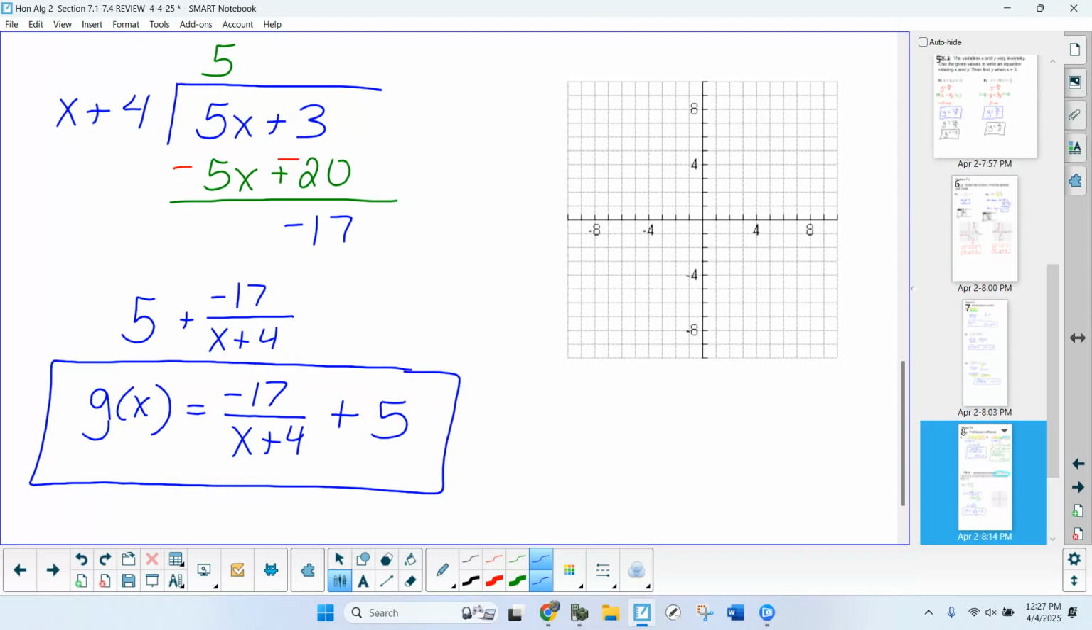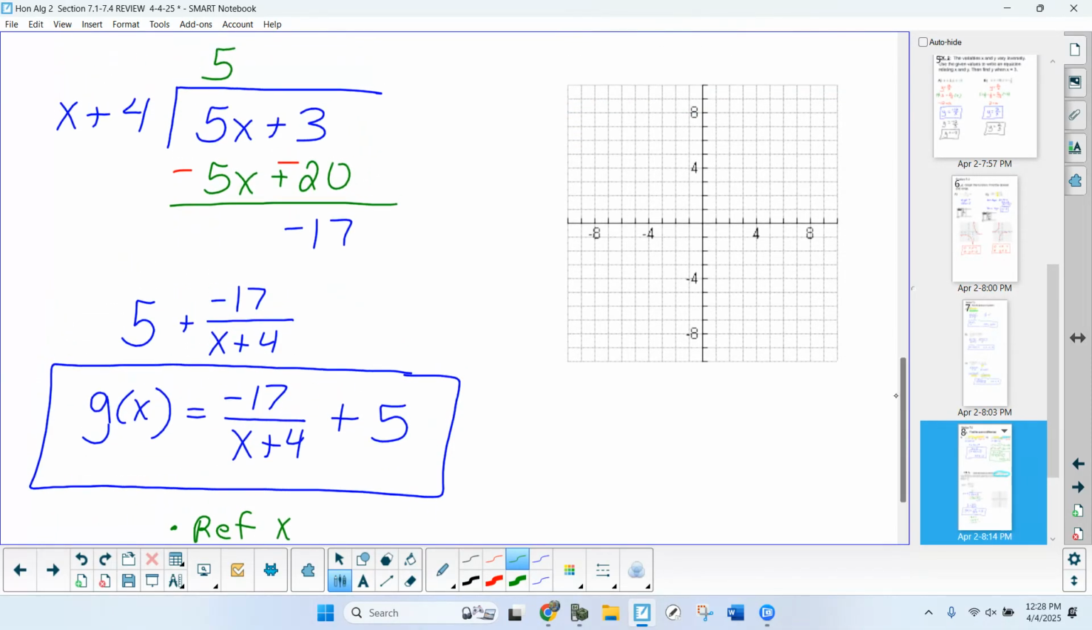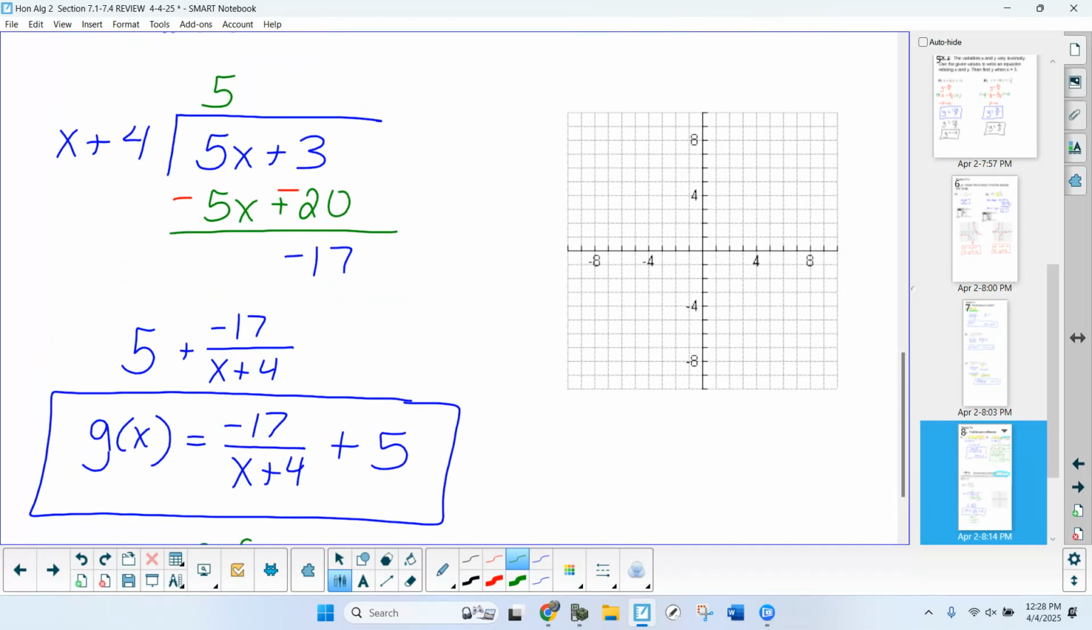And now, how is this shifting? Talk to me about what's happening. What's the negative doing? Reflect over x. The 17 is just going to make a pull away from the axes. I'm not worried about that as much. What's the plus 4? Left 4 and what? Up 5. So my asymptotes went left 4 and up 5. Left 4, up 5.